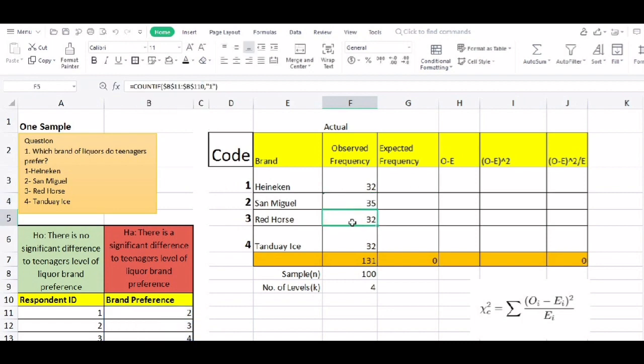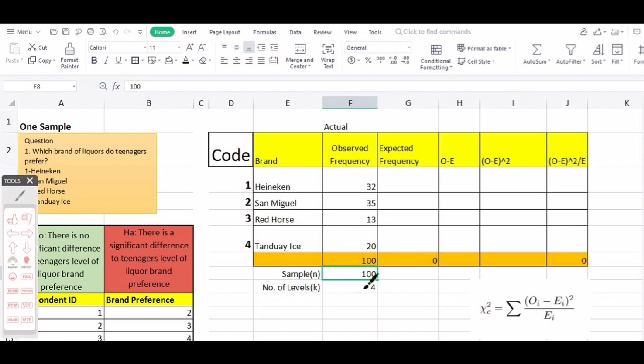So how many respondents prefer San Miguel? 2. And for the 3, we're going to change the condition, of course. And then how many respondents prefer Tanduay Ice? So that is 4. So total respondents is 100, and then we also have a total of 100 responses. So that's right.